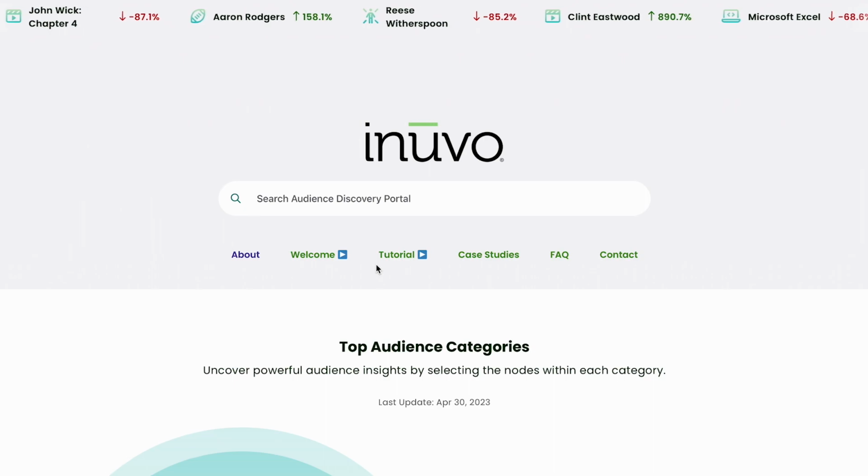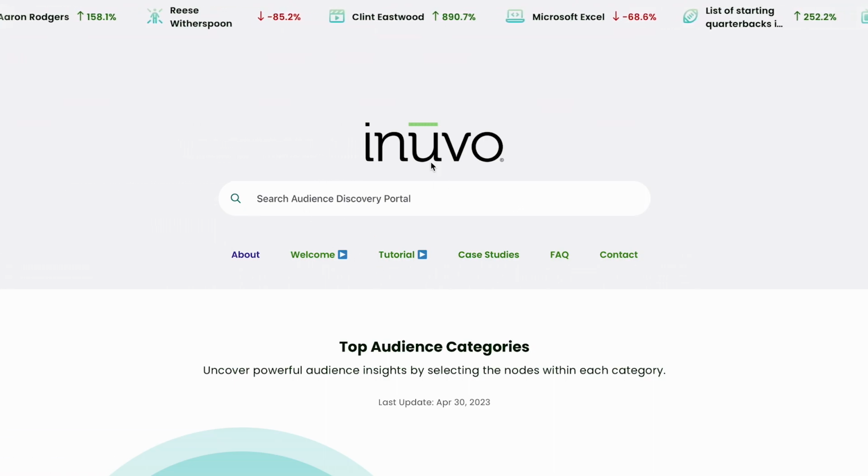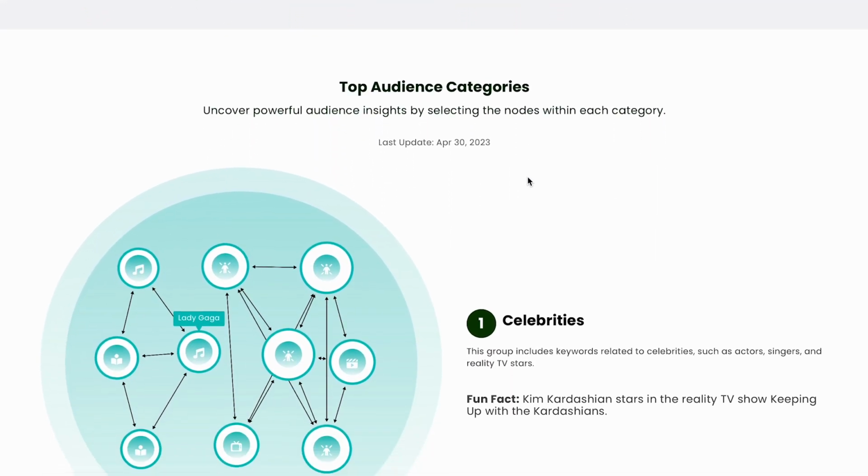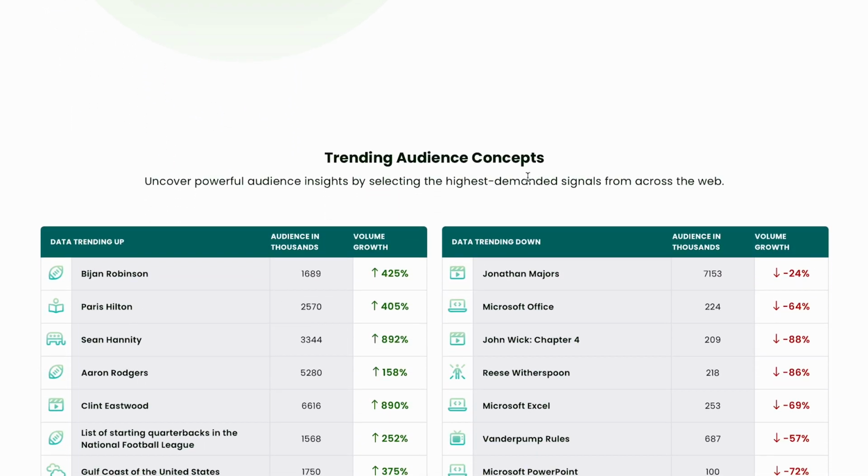First things first, there are three key sections in the portal. The first is a free-form search capability. Second is a section about top categories that we see on the open web. And the last section highlights concepts that are trending up or down.